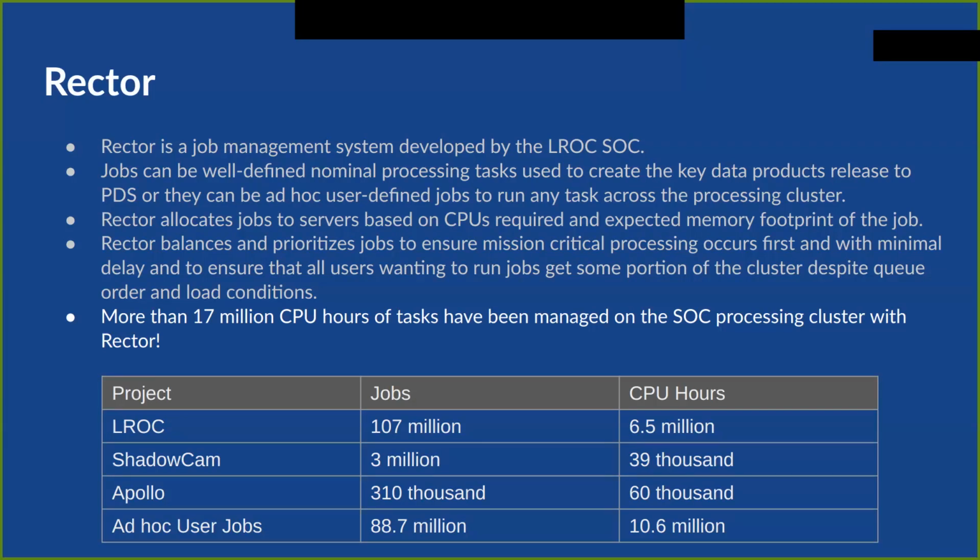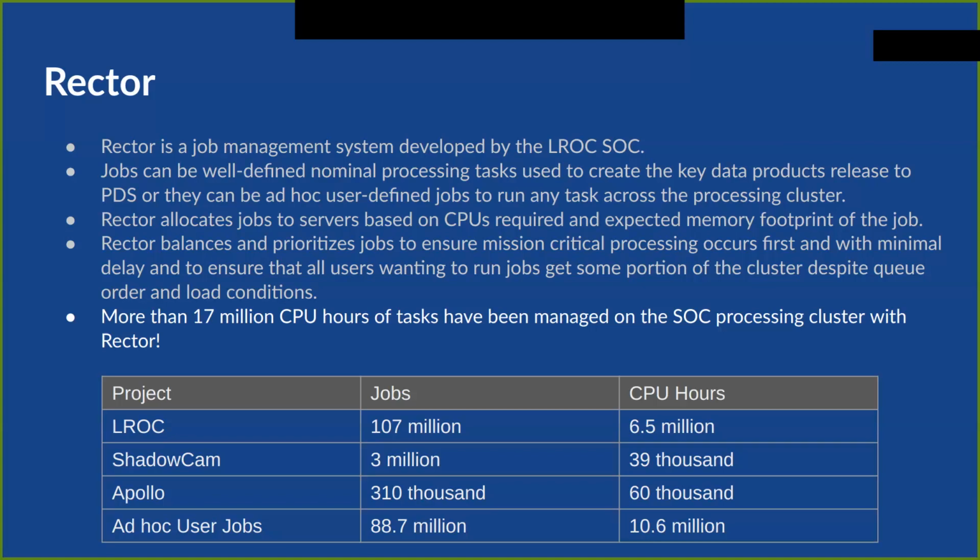So Rector allocates jobs to servers based on CPUs required and the expected memory footprint of each job. And it balances prioritized jobs to ensure that mission-critical processing occurs first and with minimal delay. And it also ensures that all users waiting to run jobs get some portion of the cluster, despite what order they may have gone in the queue in current load conditions. It's not unusual for one of our researchers to queue up 100,000 jobs or more for a certain type of processing. And then if somebody else comes in and only has 10 jobs that they need to run, we don't want them to have to wait a month for their 10 jobs to pick up. And so it balances between job submitters as well.